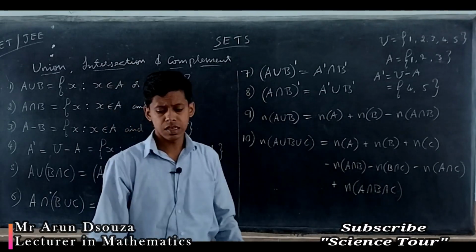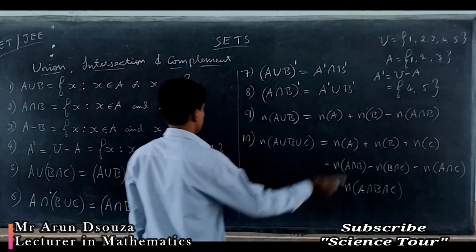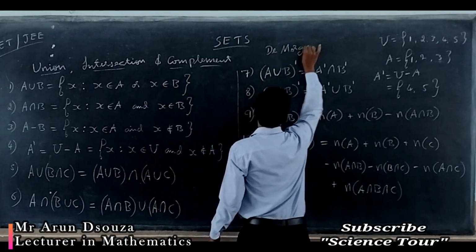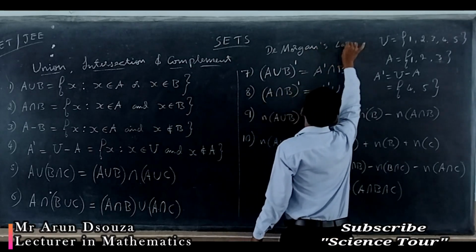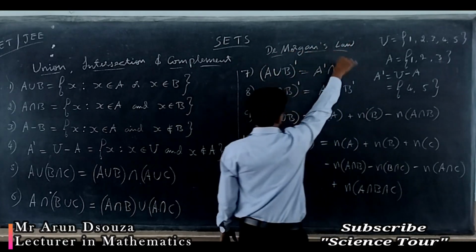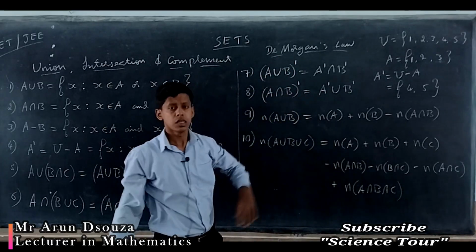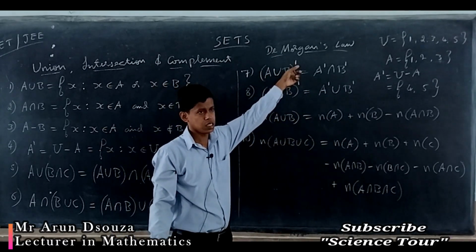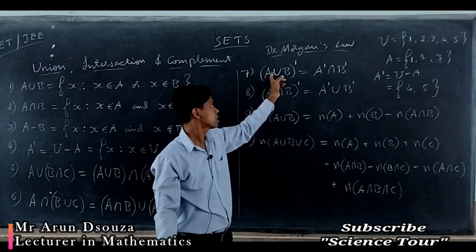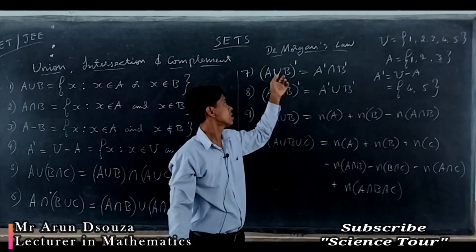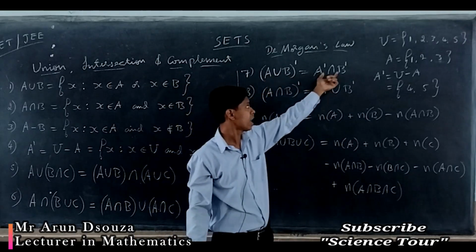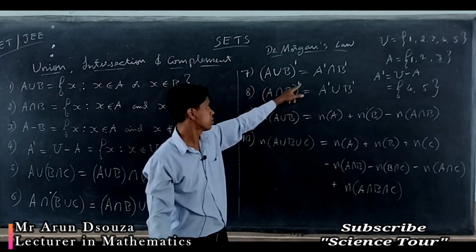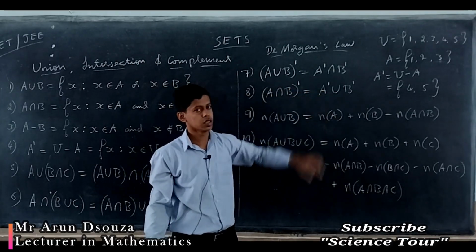Coming to the next, the 7th and 8th properties. These are called De Morgan's law. I hope you remember the name. So these two properties are called De Morgan's law. (A union B) whole complement, whole dash, is equal to A dash intersection B dash. If you have union here, you will have intersection here. Remember it that way. And (A intersection B) whole dash is equal to A dash union B dash.